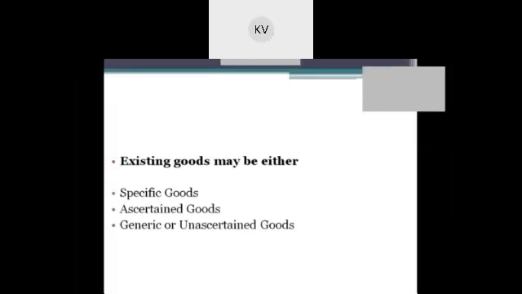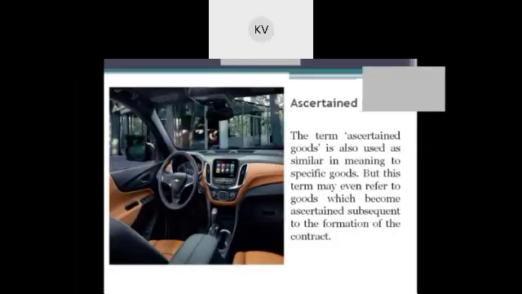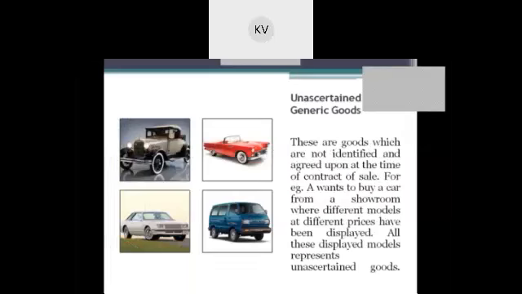For example, A wants to buy a car from a showroom where different models at different prices have been displayed. All these displayed models represent unascertained goods. Okay, do you understand, children? That is only what we saw now: specific goods, ascertained goods, unascertained goods or generic goods.